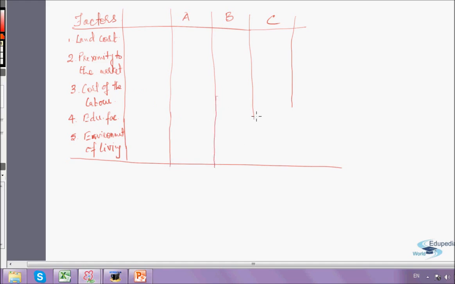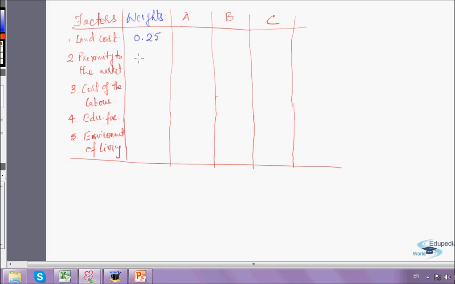Okay, for 3 alternatives, 3 different locations, A, B, and C. Next, I'll assign weights to each of these factors. Let me do that here. Okay, the weights, as I said, could be summing up to 1, or it could be a numerical value. So let's say the land cost has an importance of say 25%.